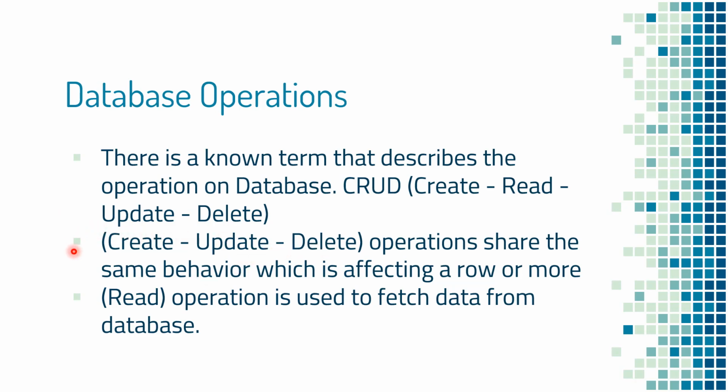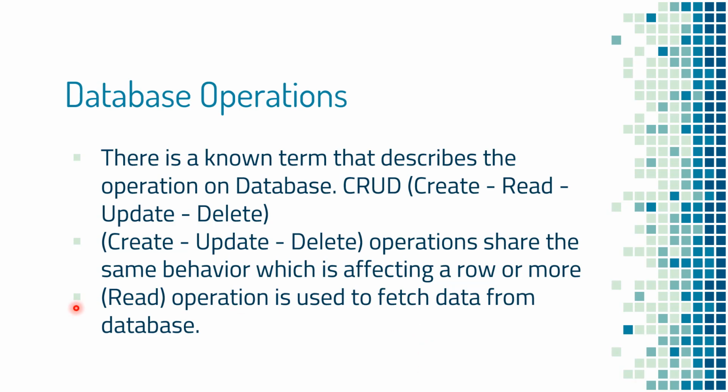So we can categorize these operations into two main groups. The first group is create, update, and delete. These operations perform the operation on the database, and they return an indicator of whether the operation has been done or not. In other words, they return the number of affected rows. So these three actions will not return any value from the database. They just return how many rows have been affected.